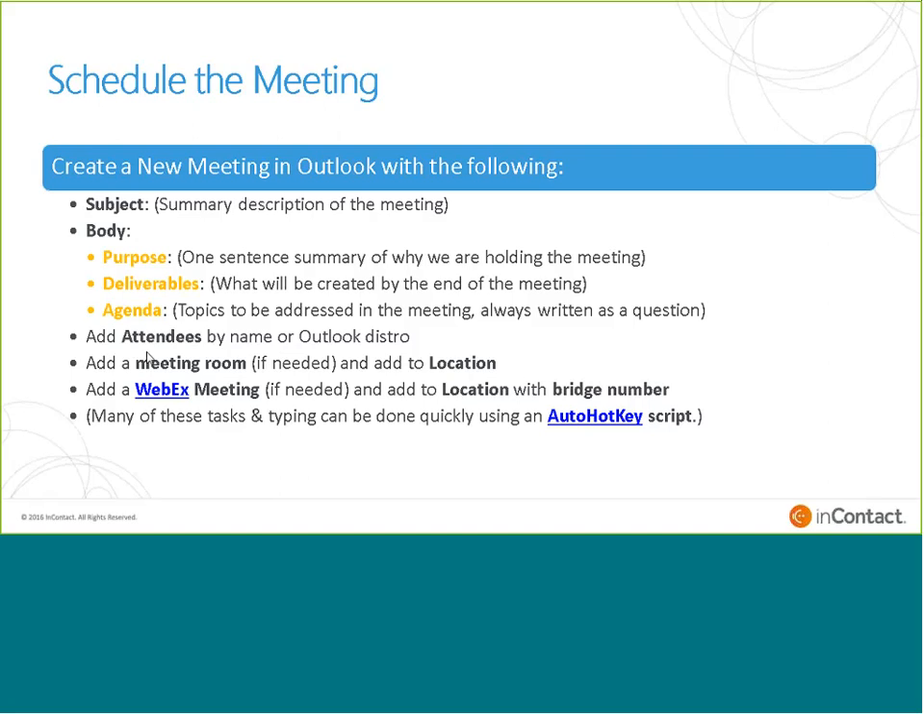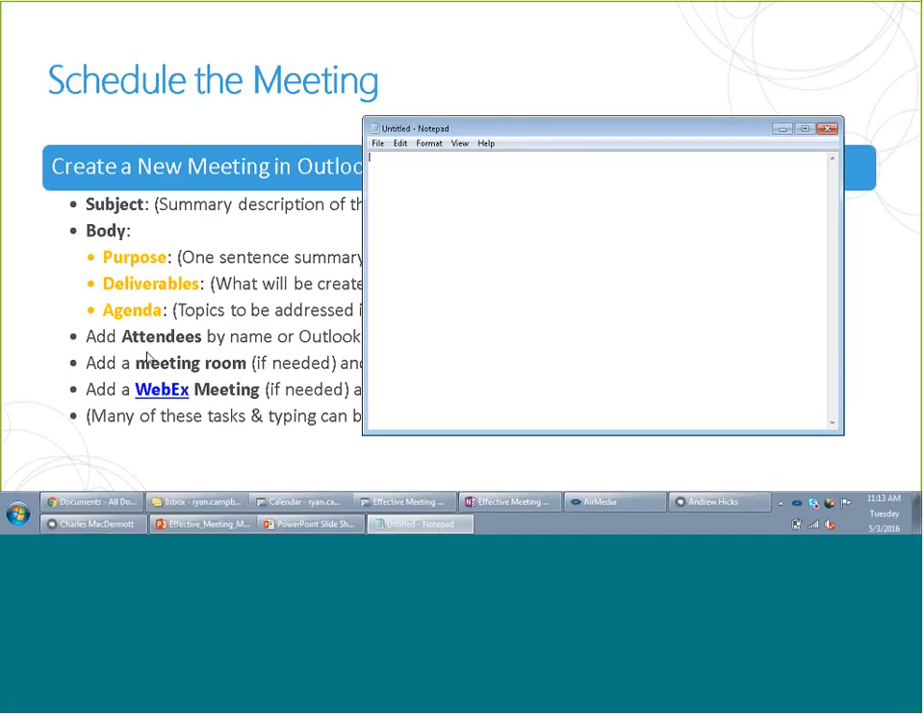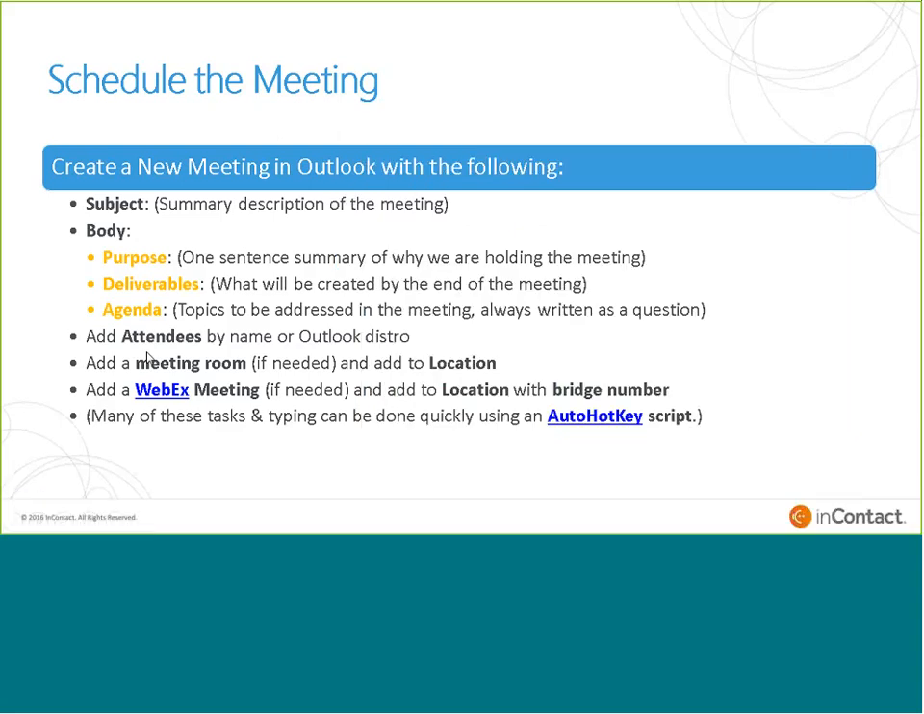At the very bottom, many of these tasks and typing can be done quickly using an AutoHotkey script, such as one like this that says WebEx and conference bridge and PIN, because I use that one all the time. So I have literally a hotkey that just types it out for me. So those are some good things to do, and there's a link to AutoHotkey here if you want to go in and learn more about how to do scripting.